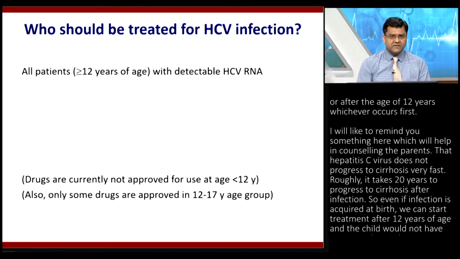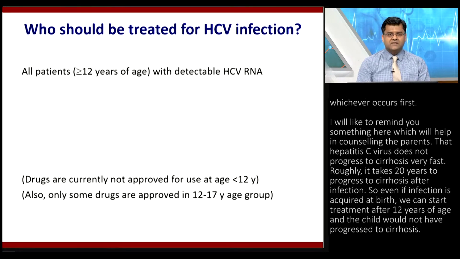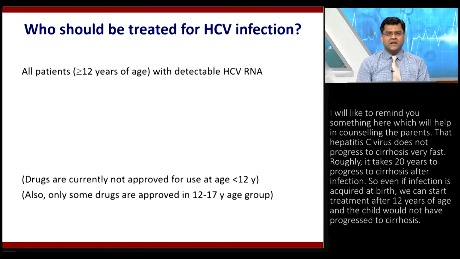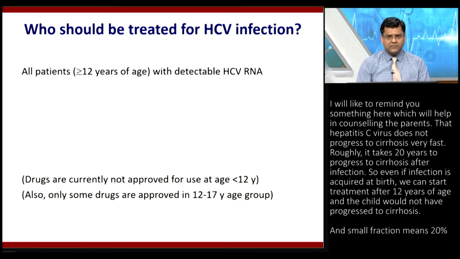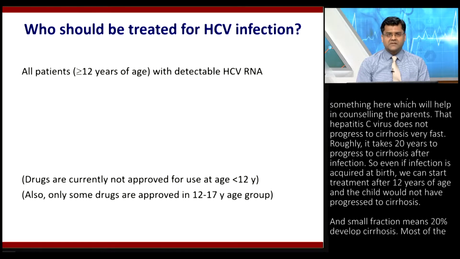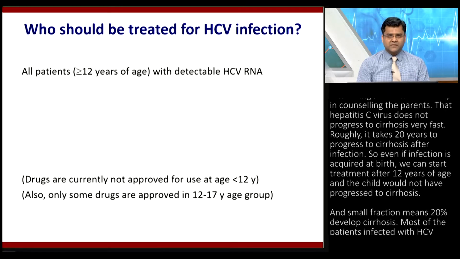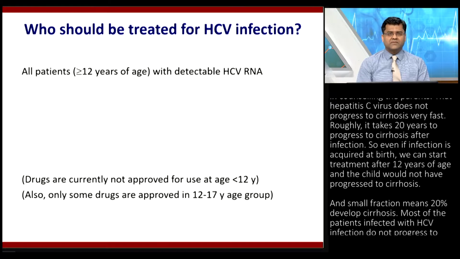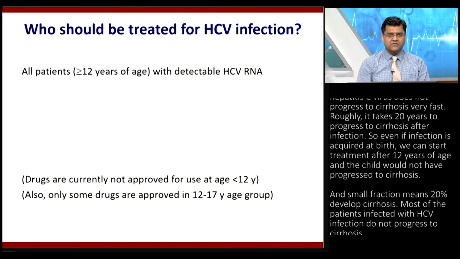So, even if infection is acquired at birth, we can start treatment after 12 years and the child would not have progressed to cirrhosis. And only a small fraction, 20%, develop cirrhosis. Most of the patients who are infected with HCV do not progress to cirrhosis.